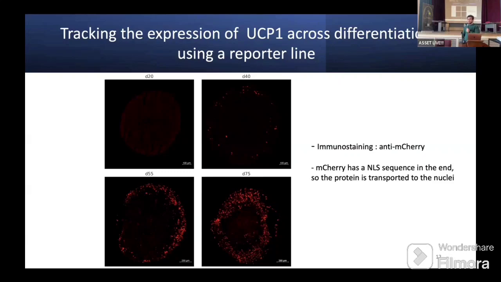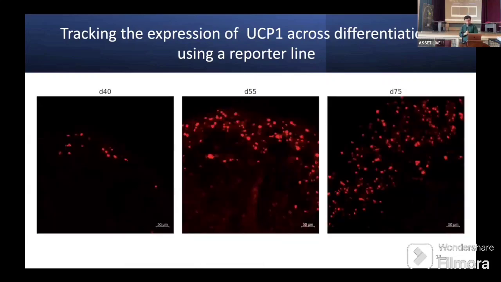The signal that you're seeing here is nuclear because the sequence that we are using is UCP1 mCherry NLS. So when UCP1 is expressed in the cells, we also have a T2A sequence, which will allow the mCherry to be cut, and the mCherry will be redirected to the nuclei. So what we observe here are positive nuclei. This is just a higher magnification.